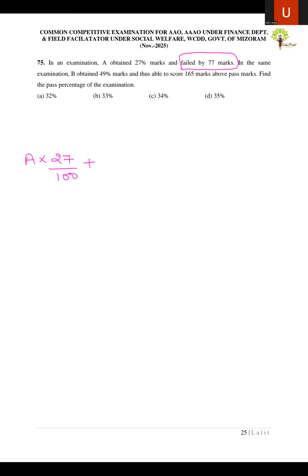That's it. All right. In the same examination, B obtained 49% marks, and thus able to score 165 marks more above passing marks. Whenever you are getting more above passing marks, subtract it. Whenever you are getting failed, add it. That's it.